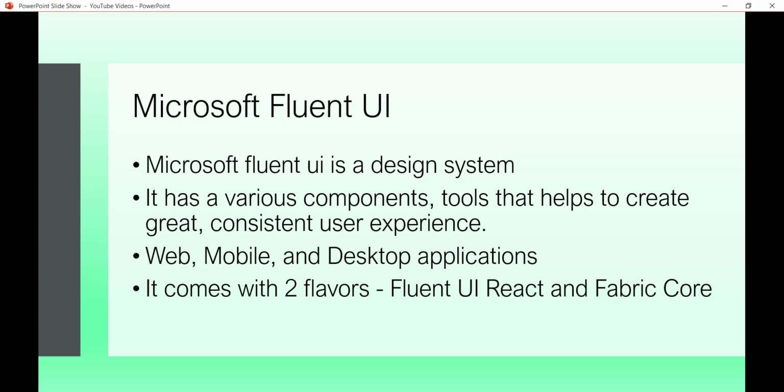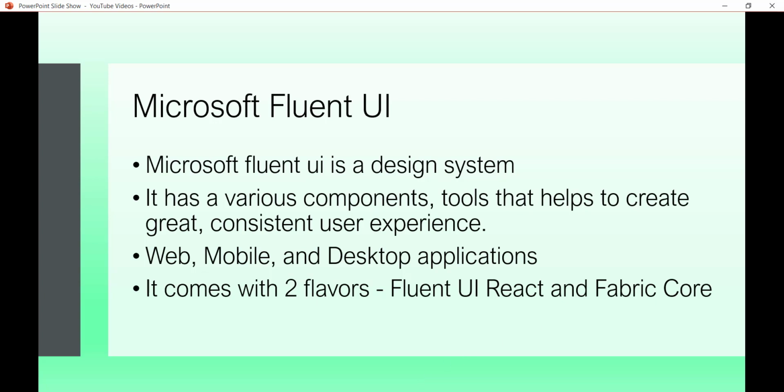or any Office applications. Now this will be across web, mobile, and desktop applications, and it comes in two flavors. One is Fluent UI React, another one is Fabric Core. Now the difference, as the name suggests, Fluent UI React we use for React applications, and Fabric Core we use for core applications, or you can say non-React applications. So you can simply refer to a CSS and you can use it.